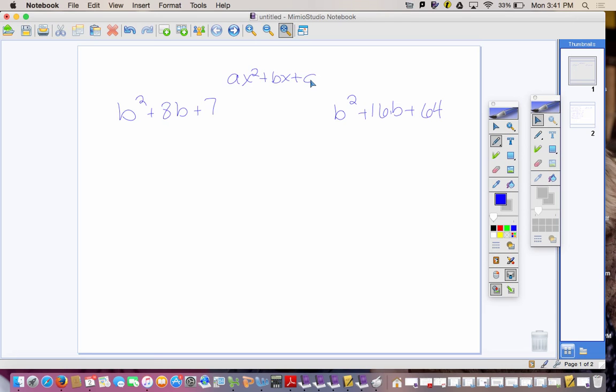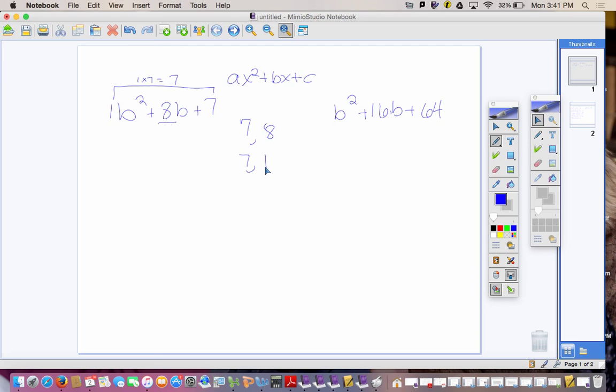So with that being said, we can use a little bit of a shortcut in order to factor these problems. Now, in order to factor these, because a is 1, we are still looking for two numbers whose product is 1 times 7, or 7, and whose sum is 8. So we're looking for two numbers that multiply to 7, but when added together equal 8. And if we think about this, we will come up with the solution of 7 and 1.